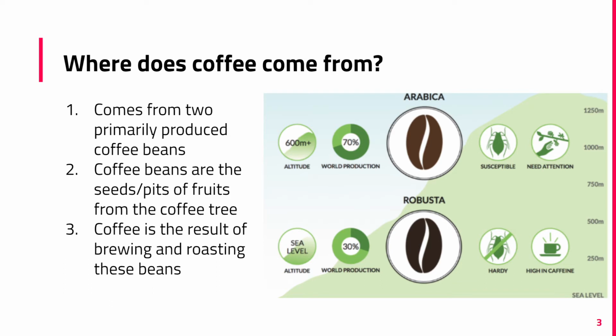So where does coffee come from? Well, many people think that coffee beans come from a plant, but coffee beans are actually the pits or the seeds of the coffee tree fruit. Here are two of the most widely produced and demanded coffee beans, which are the Arabica and Robusta beans. And coffee itself is the result of brewing and roasting these beans.